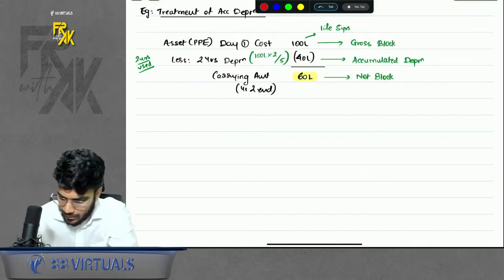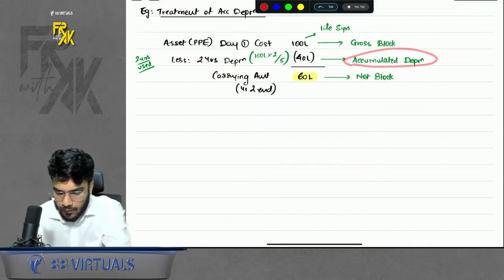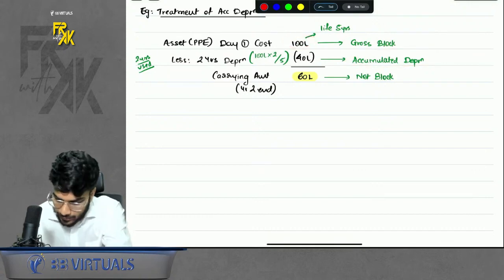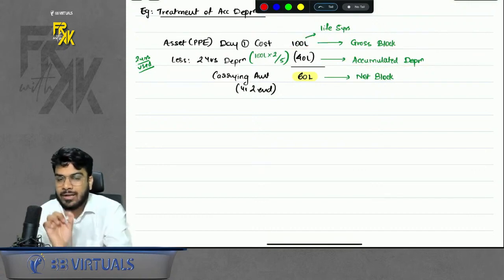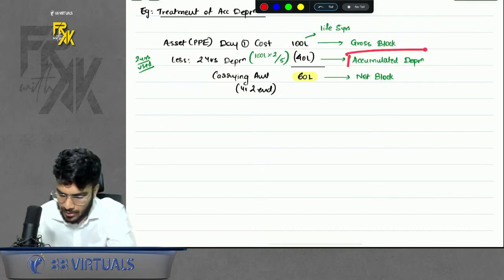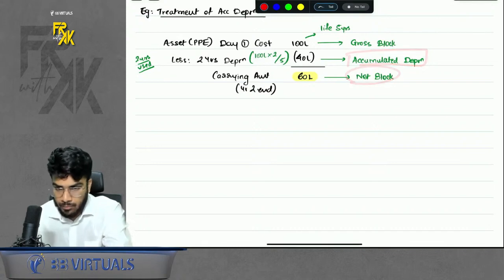What is the meaning of accumulated depreciation? When you purchase the asset, from that date till today, what has been the cumulative depreciation? That is known as accumulated depreciation. And then we get net block.